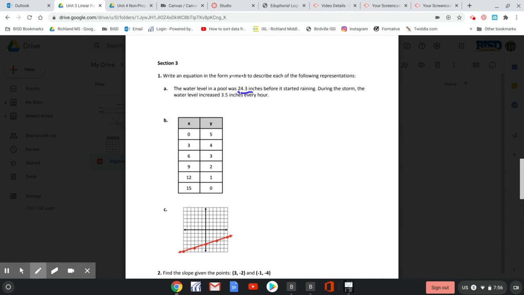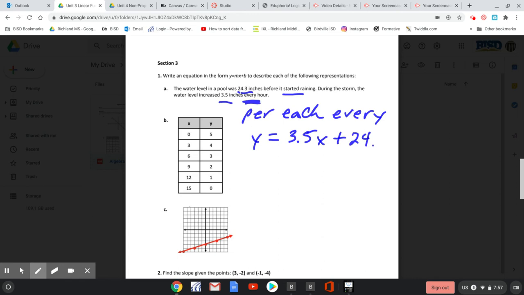So that's what it started at. During the storm, the water level increased 3.5 inches every hour. So we know our slope is next to the words per, each, and every. So we know it's going to be y equals 3.5x. That is our slope. And it starts at 24.3 inches. So that's our y-intercept.